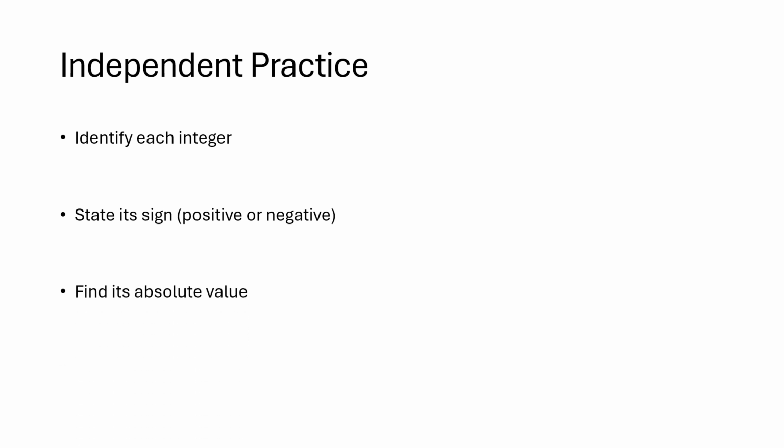Now it's your turn. Let's move into independent practice. For each number, identify the integer clearly. Then determine the sign. Is it positive or negative? And finally, find the absolute value of each one. Here are your integers: negative 5, positive 9, and negative 14.